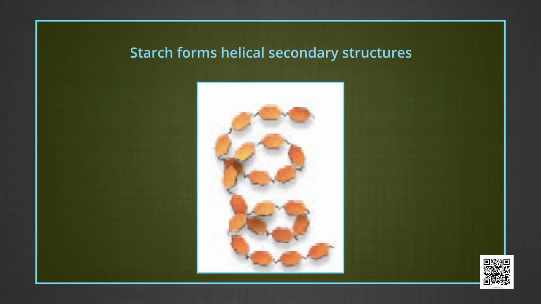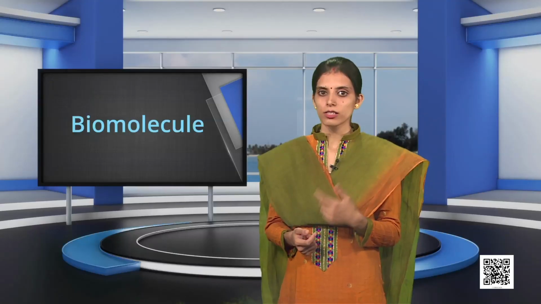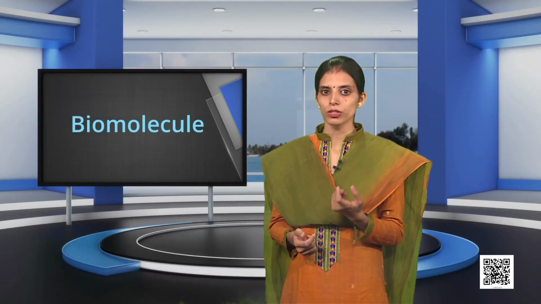Further classified products of starch have a helical secondary structure, that means starch forms a helical form. As I already told you, cellulose can't hold iodine molecules because it does not have a helical portion, but starch can hold iodine molecules as it contains the helical portion. The starch iodine complex is blue in color. This is a test done for the presence of starch in food.